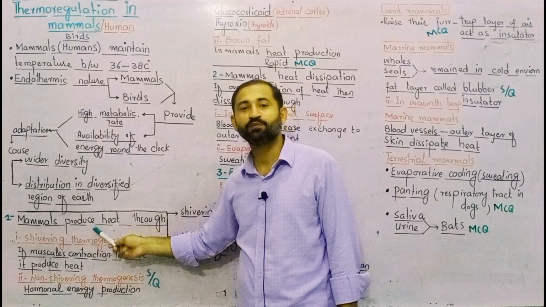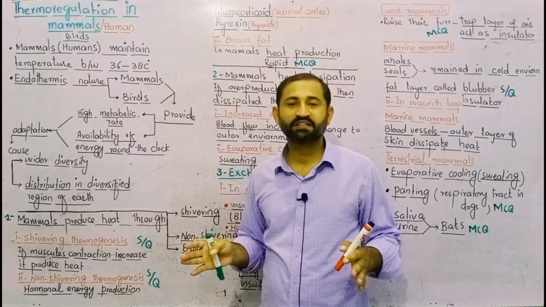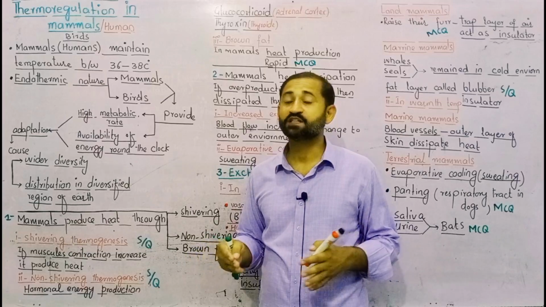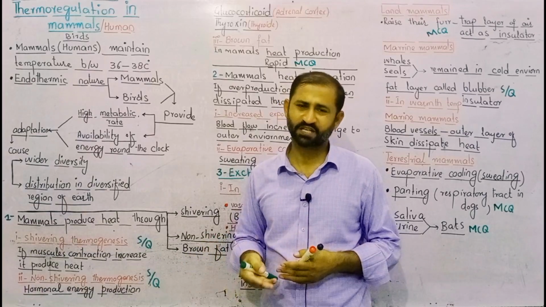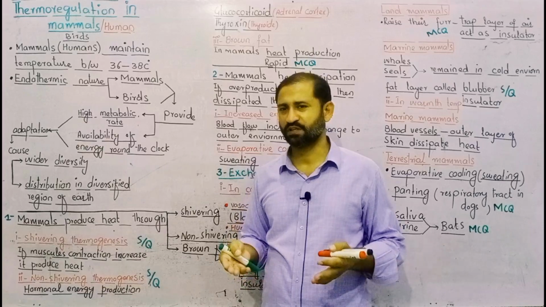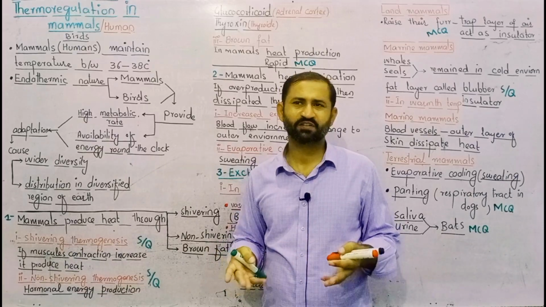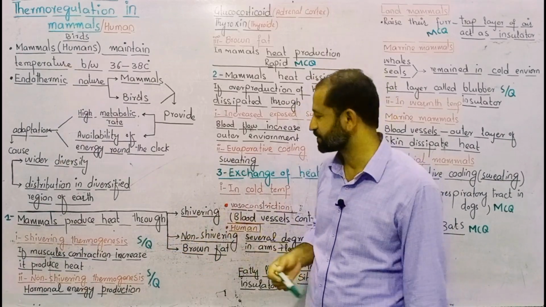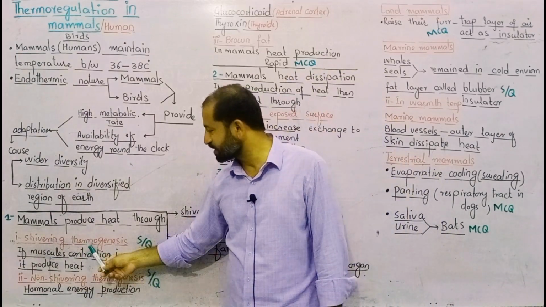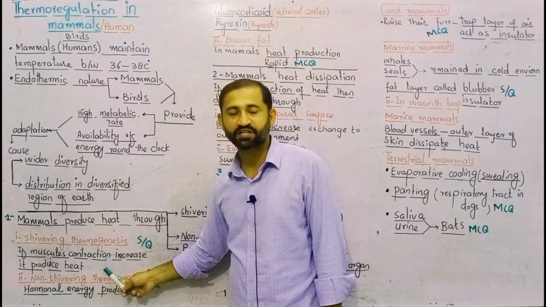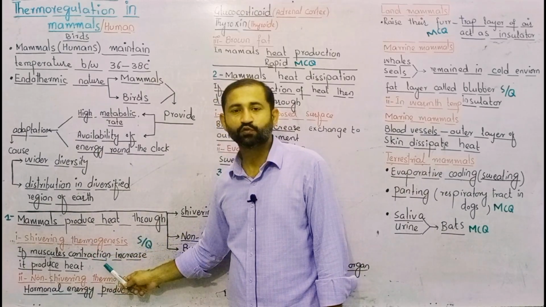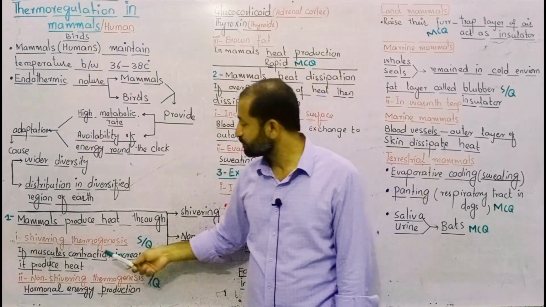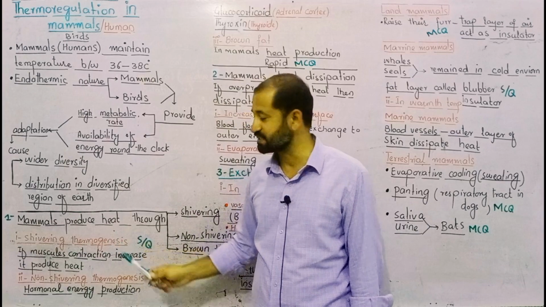Number 1, shivering thermogenesis. Shivering thermogenesis is a type of thermogenesis, or heat production, that is produced through muscle contraction, and muscle contraction produces heat through ATP hydrolysis, and ATP hydrolysis produces energy. That's why it is also used for maintaining the body temperature of animals. So shivering thermogenesis is muscle contraction. If heat is produced through muscle contraction or increased muscle contraction in the animal, it will be called shivering thermogenesis.